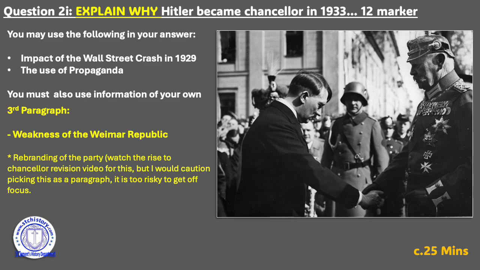And I feel I've told you in class that I think it's sort of valid, but much more difficult. You've got to know what the Gauleiters and all of those things that happened after the Munich Putsch, and it's really easy to get off focus and start rabbiting on about the Munich Putsch.